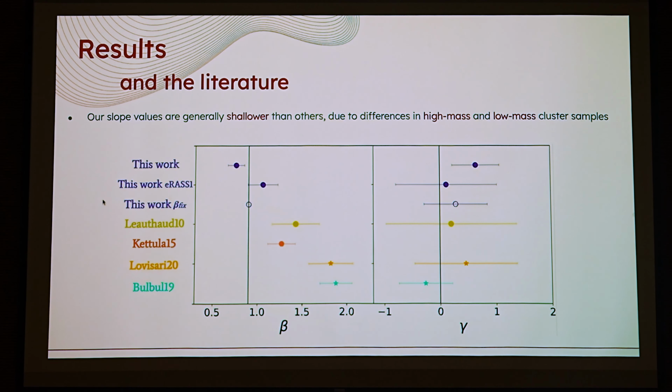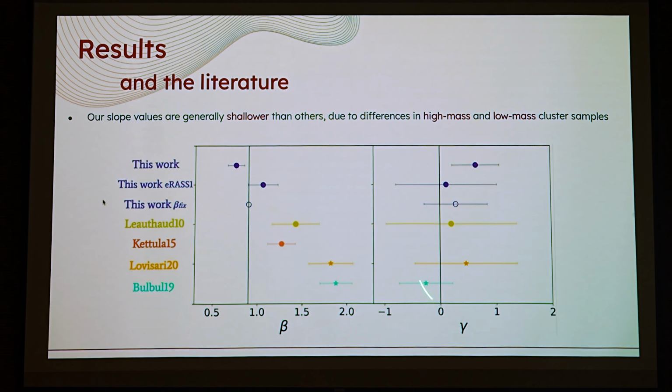We also compare our results with the literature, and generally speaking, we found the slope parameters to be smaller than what was previously published. Here I'm comparing the slope. And we actually justify this by the fact that we are using very high mass clusters in our sample, and we would indeed expect a difference in behavior when we are dealing with high mass and low mass cluster samples.